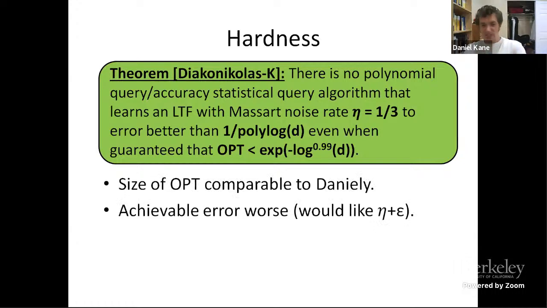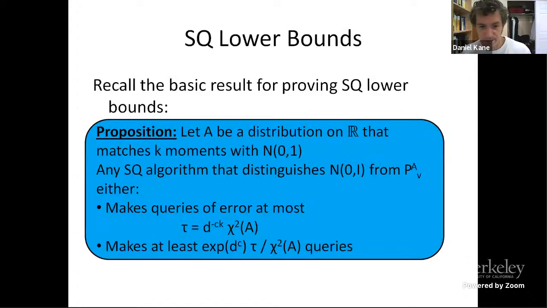So, things to note. Firstly, the opt here that we have is comparable to Daniele's result, which was in the much, much worse agnostic noise model. However, the achievable error that we have is worse. Even in these hard examples, it is possible to learn to error 1 in poly log d. Now, we know from the upper bounds that we can't do as well as Daniele's result, where you can't learn to error much better than a half, because it is possible to learn to error eta plus epsilon. But it would be nice if the actual bound that we had was closer to that.